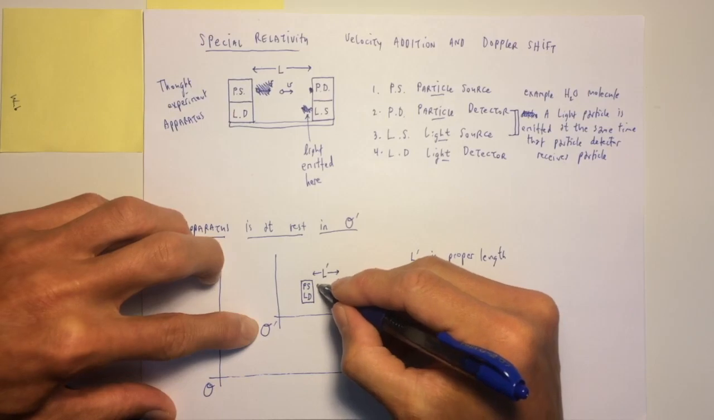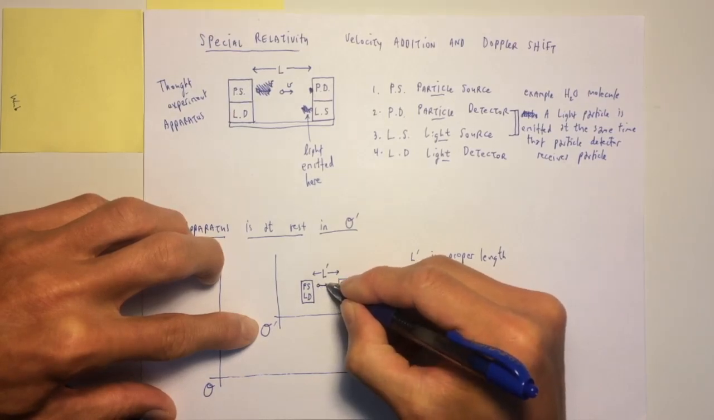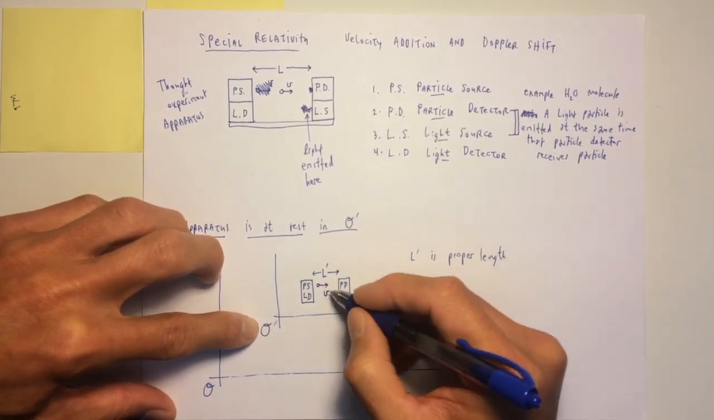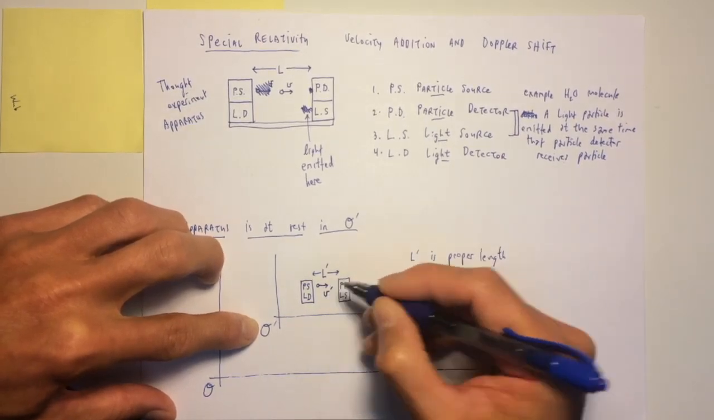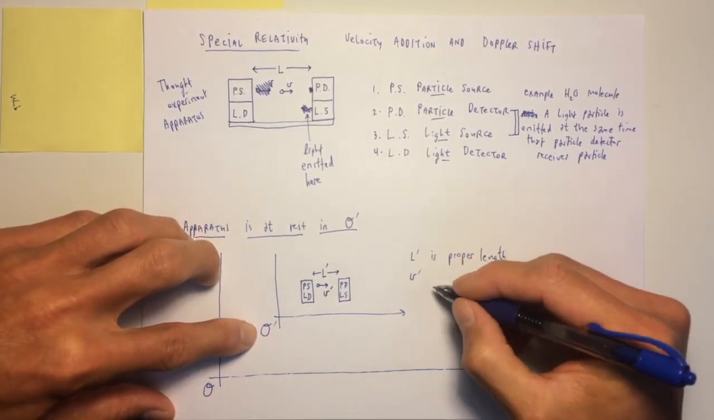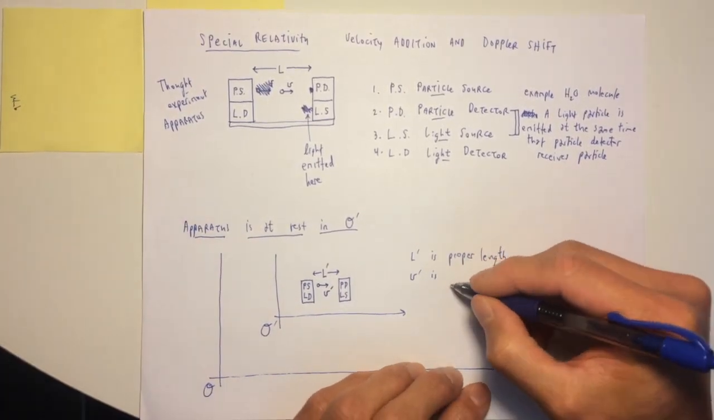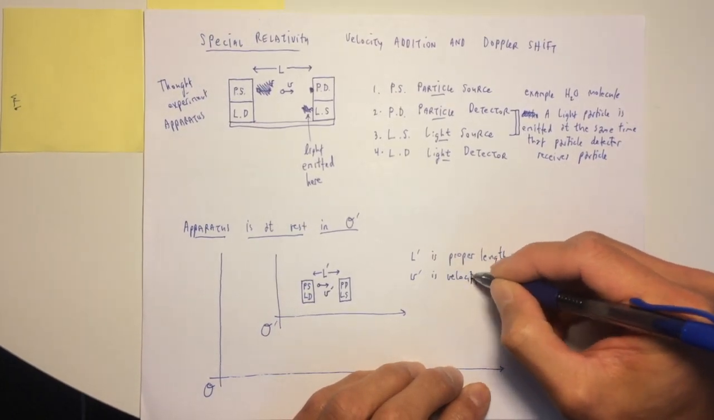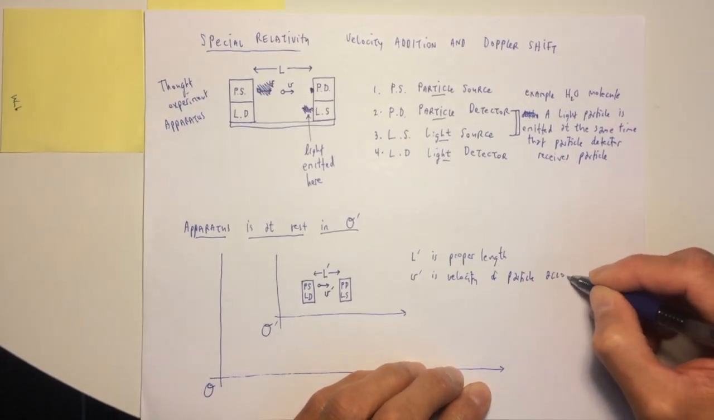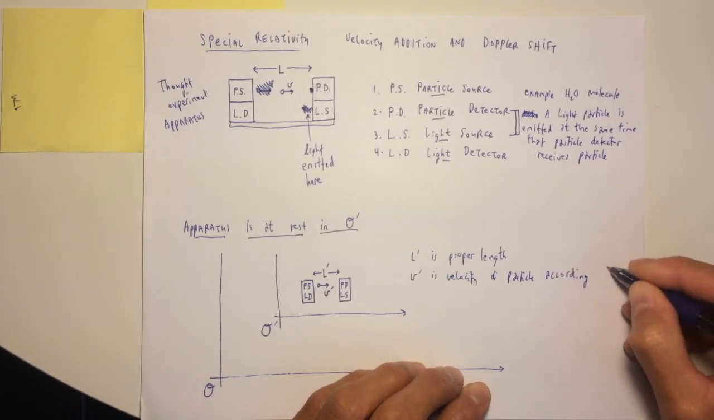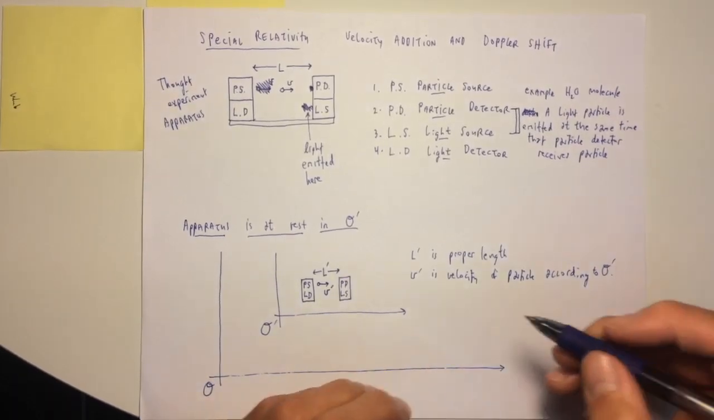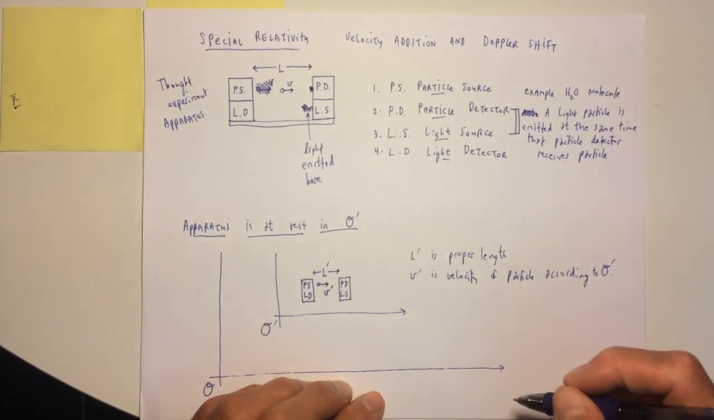Also, when the particle is traveling across, this little thing has velocity v, but it's v as measured by O prime. So v prime is velocity of particle according to O prime, right? So L prime and v prime.